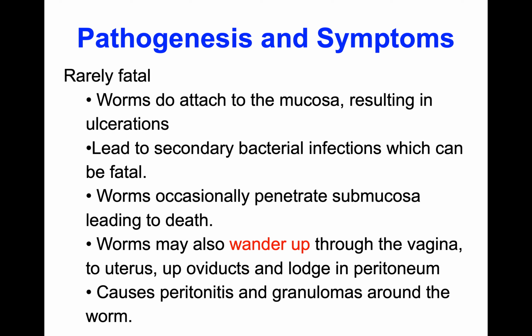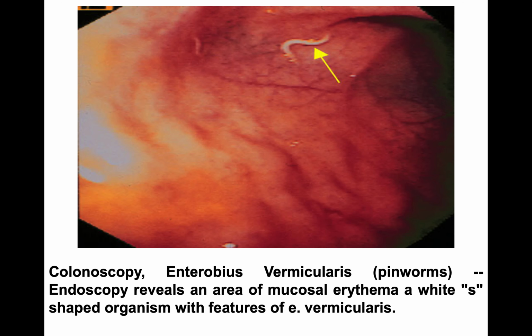And the worms may also wander up through the vagina to the uterus, up the oviducts, and lodge in the peritoneum. They can cause peritonitis and granulomas around the worm. This is a picture of the colonoscopy, and there's no Enterobius infection, and the pinworm looks nice.